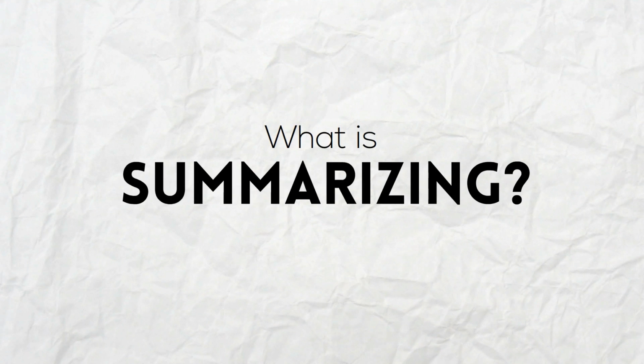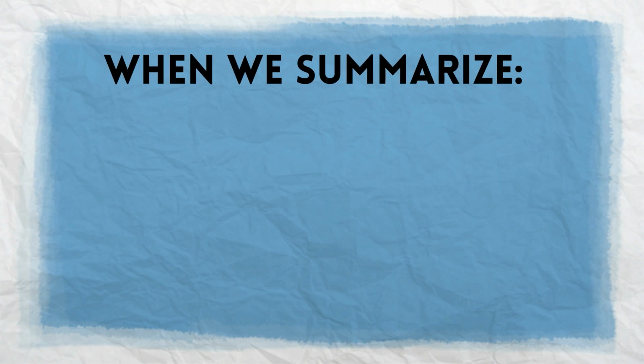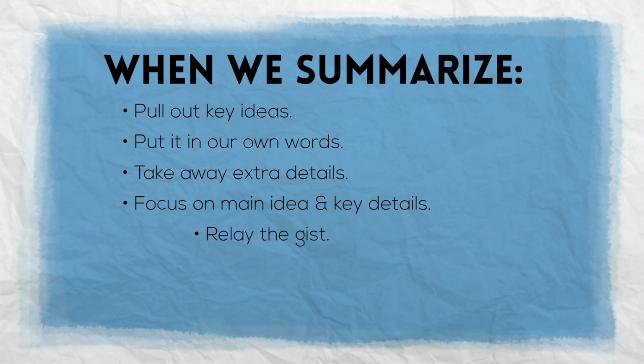What is summarizing? To summarize means to condense important information into my own words. Summarizing is when we pull out the key ideas from a text and put them in our own words. When we summarize, we take away most of the extra details and focus on the main idea and key details. We try to relay the gist of what we read.